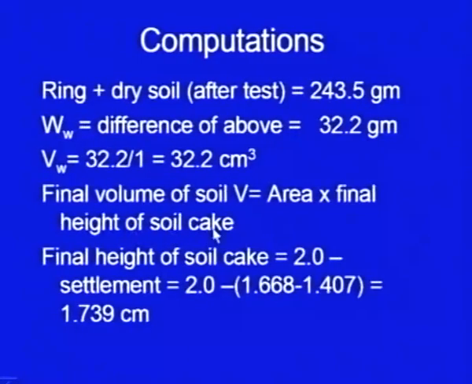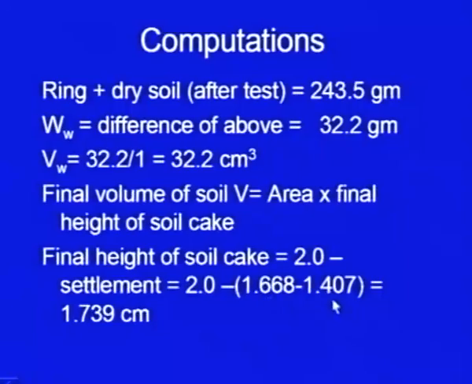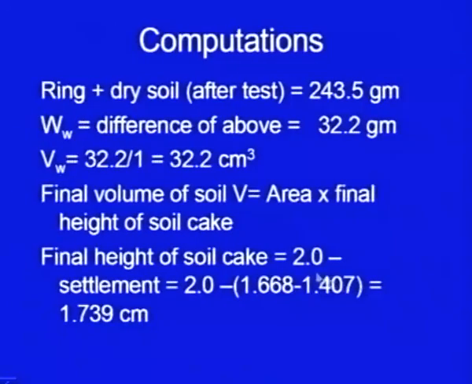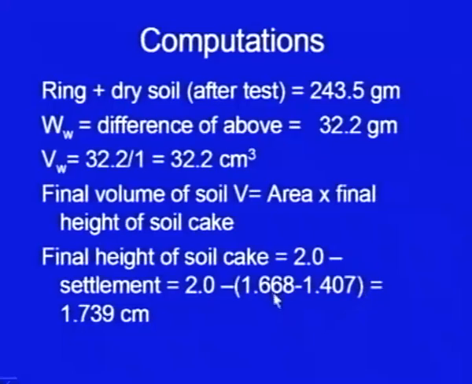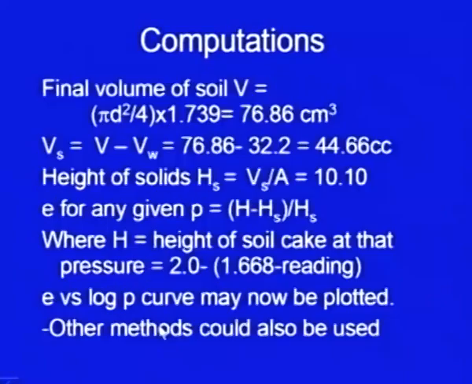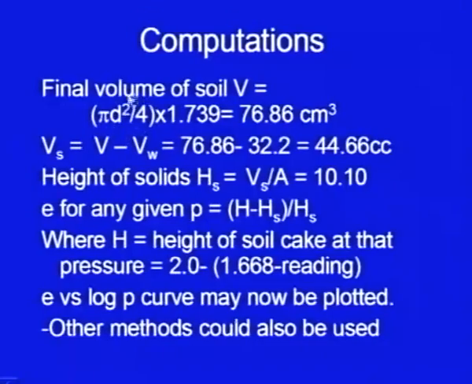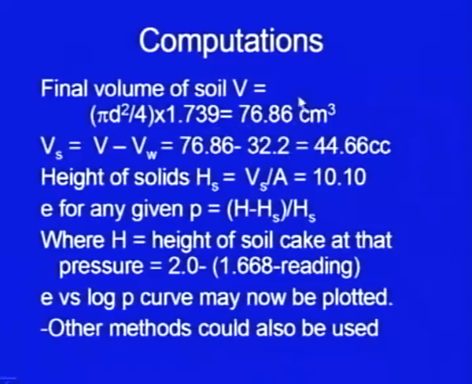Now, you calculate the final volume of the soil cake, that is equal to the area of the ring into the final height of the soil. The final height of the soil cake, as I told you, will be the initial height, which was 2 centimeter, minus the final settlement. This first reading is in centimeters, minus 1.407, this second reading. This value gives you the settlement. So, initial height was 2 centimeter, 2 minus this gives you the final height of the soil cake. Now, you can find out the final volume of soil. This is the area of the ring into height, and that gives you the final volume of soil, 76.86.